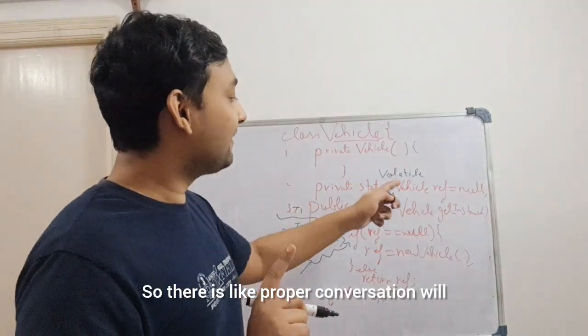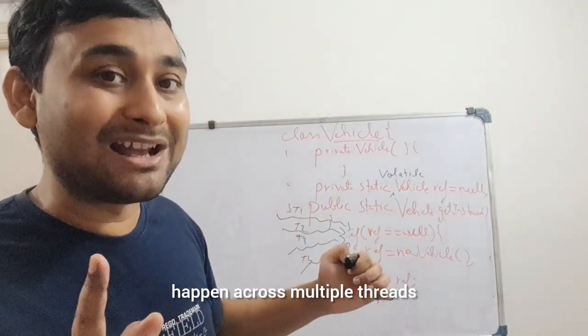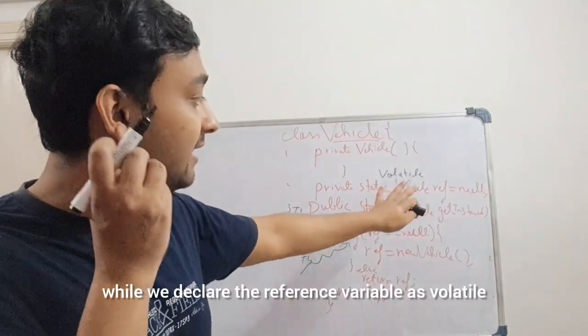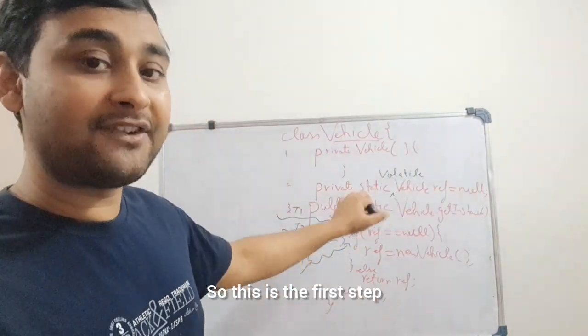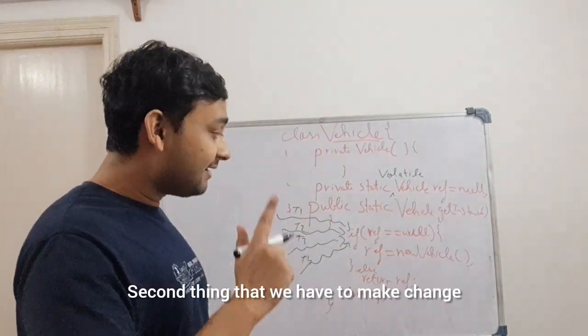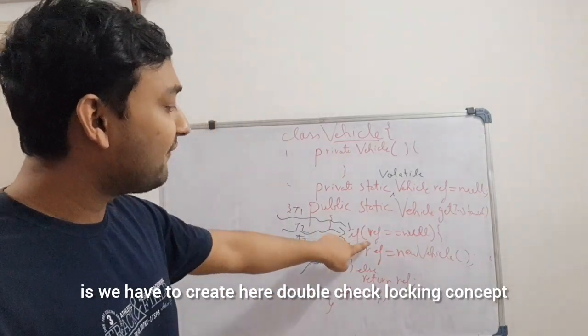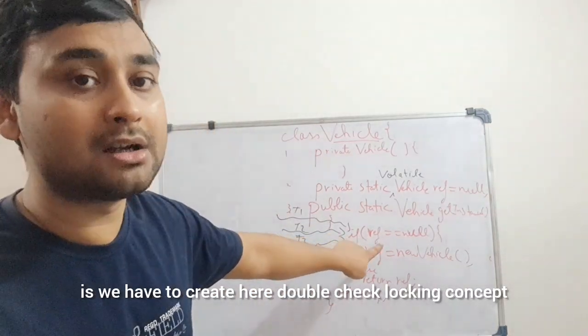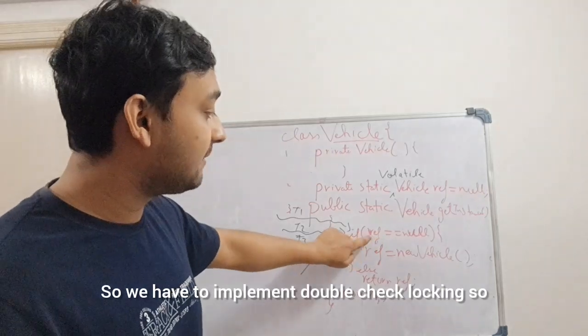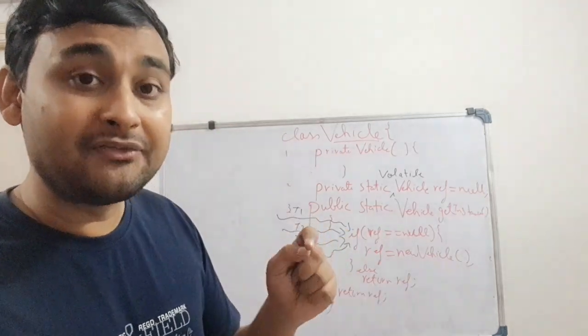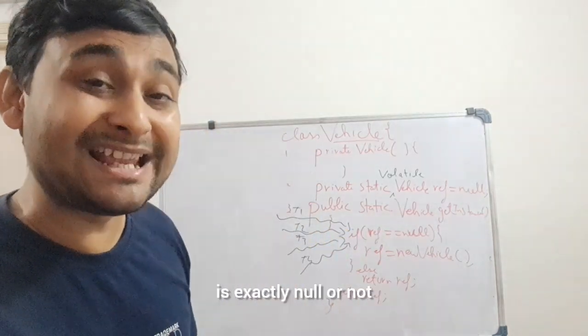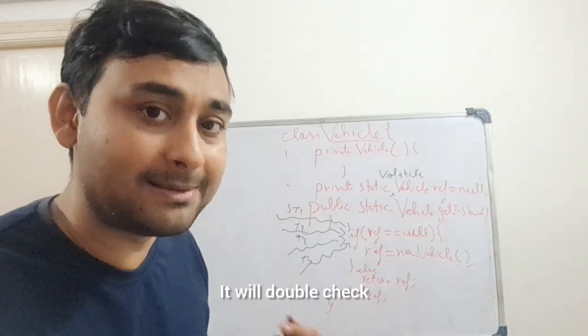So proper communication will happen across multiple threads while we declare the reference variable as volatile. That is the first step that we have to make change. Second thing that we have to change, we have to create the double check locking concept. So we have to implement double check locking, so that we double check whether the reference is exactly null or not.